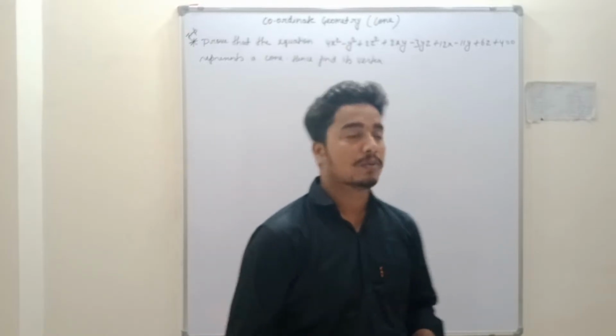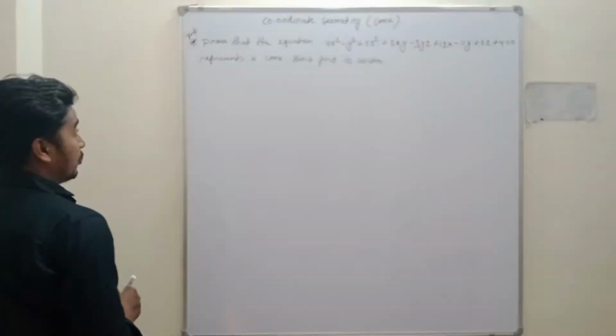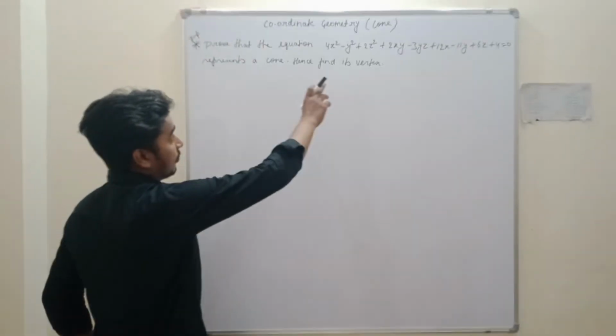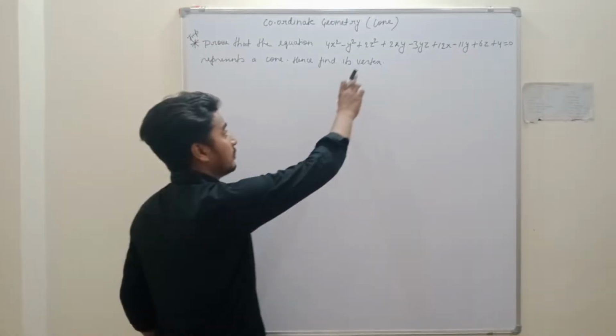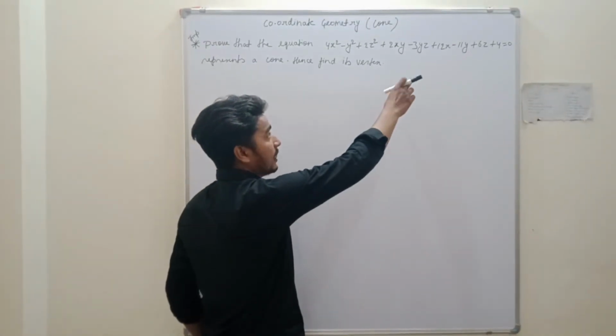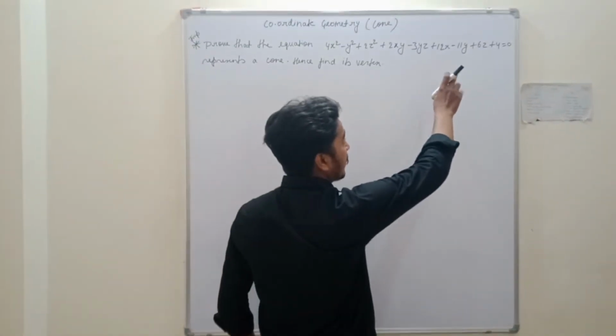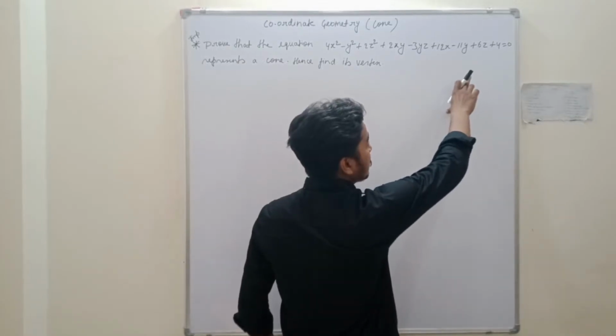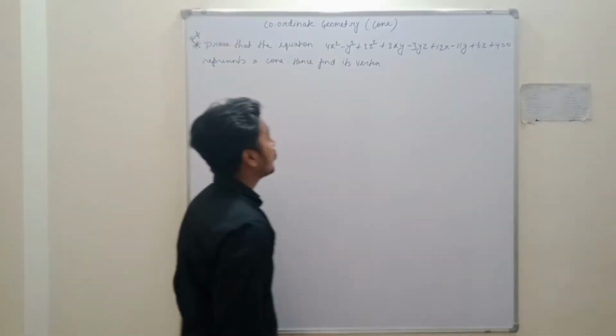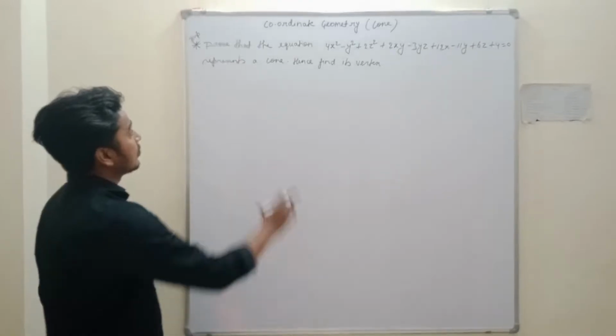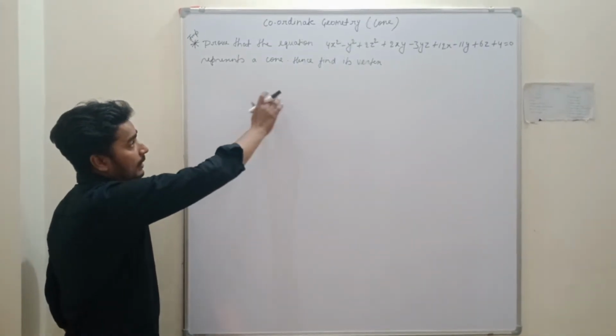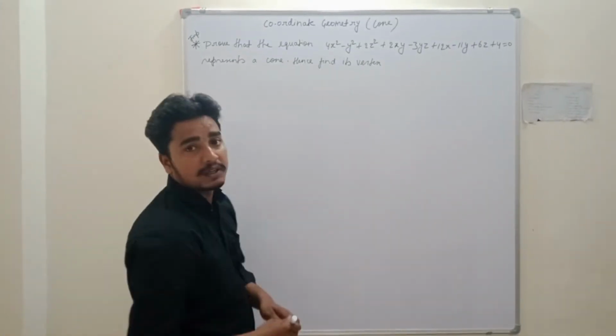Today we are going to solve a given problem from the topic coordinate geometry, and the topic is the cone. The question is: prove that the equation 4x² − y² + 2z² + 2xy − 3yz + 12x − 11y + 6z + 4 = 0 represents a cone, and also find its vertex. Let's solve the problem.